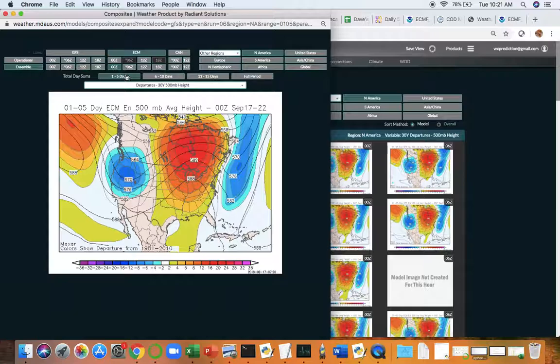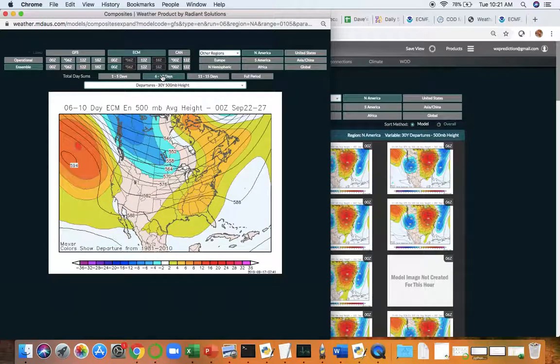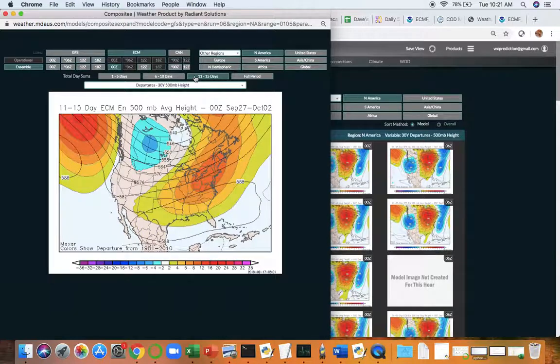Here's the 1 to 5 day. This is the EC ensemble. You can see a very warm pattern, clearly, with the ridge in the east. 6 to 10, still a warm pattern for the east and national CDDs in general, and even into the 11 to 15. So the EC is painting a message that this is not a transition of a warm pattern into the 16-20.